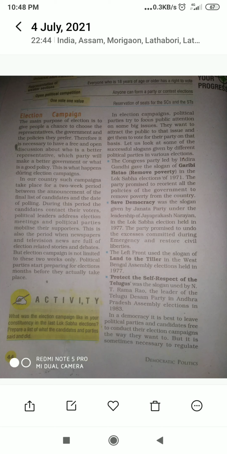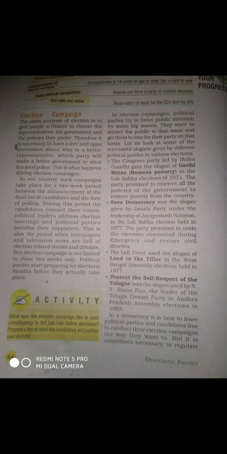Therefore, it is very necessary to have a free and open discussion about who is a better representative, which party will make a better government, and what is a good policy. And this is what happens during the election campaign. In an election campaign, the political parties visit the people's houses before the election and promise to fulfill their demands after winning the election and holding power. They also take out different rallies and processions, that means they hold meetings and deliver attractive speeches to convince the people to cast their vote for them. Election campaigning is a way for political parties to collect votes.